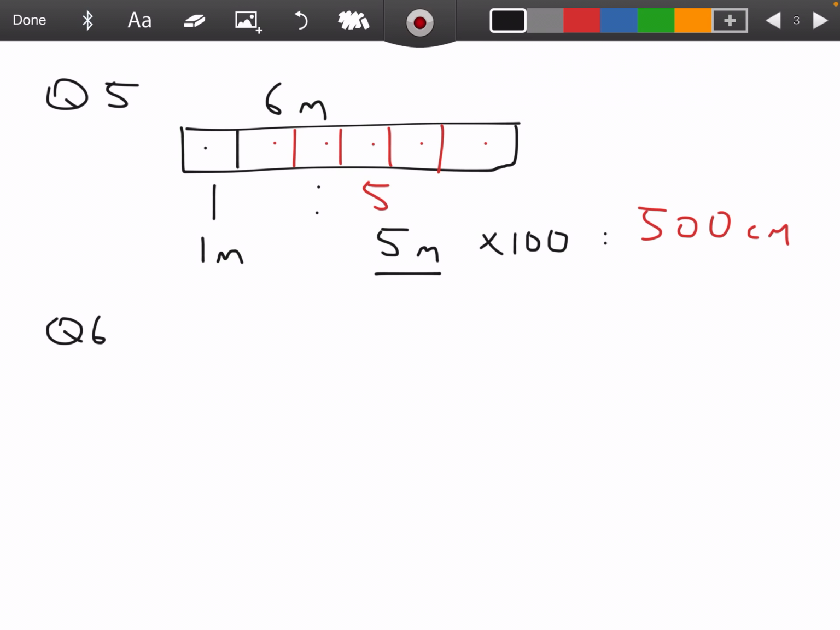Divide 60 grams of cereal between 2 brothers so that one gets twice as much as the other. Okay, so I've got 60 grams, and you want one brother to get twice as much cereal as the other. So one brother is going to get 2 parts, and the other brother is going to get 1 part. So one brother is getting twice as much as the other. So that means that there's 3 shares.